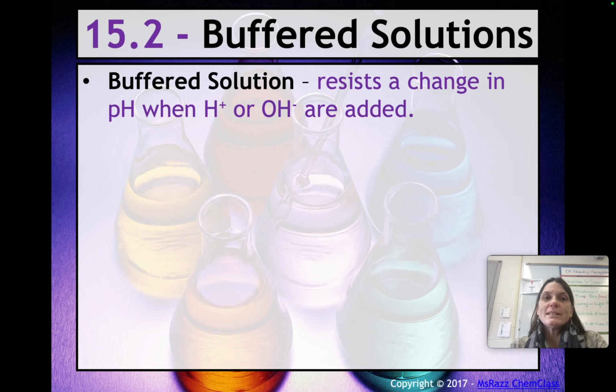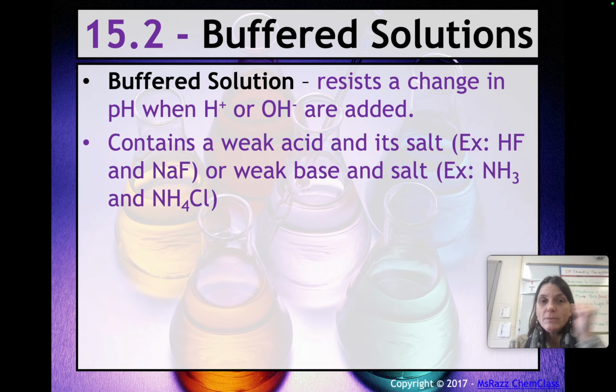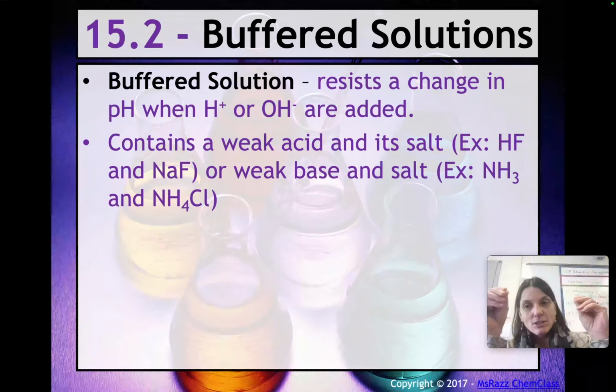Buffers resist change in pH when you add a strong acid or a strong base. Okay, so that's the whole point of a buffer, is to keep things even. Keep them from changing pH. So the way you make a buffer is it has to contain a combo of a weak acid and its conjugate base, or a weak base and its conjugate acid.